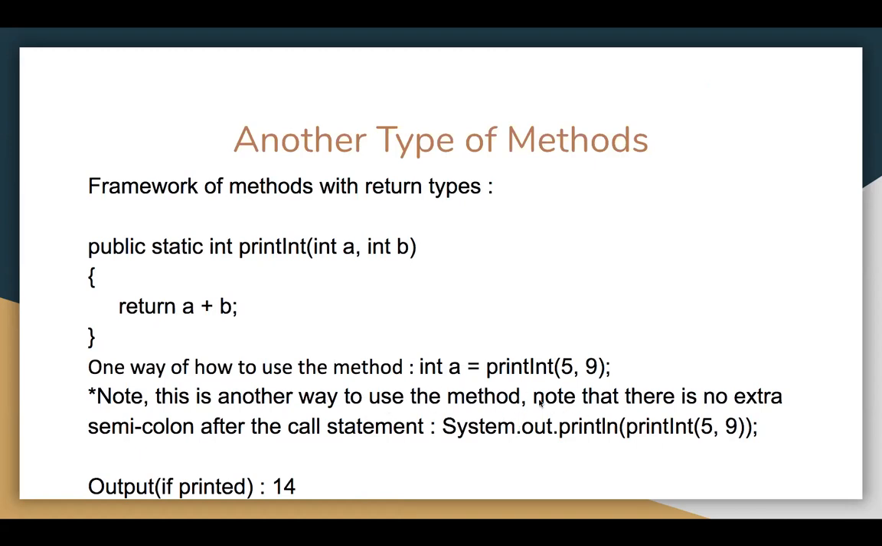This following is another way to use the method. Note that there is no extra semicolon after the call statement. If you wanted to print out the result of this, you can do System.out.println with the method call and parameters. Just notice that there's no extra semicolon, where before you had to have a semicolon. The output printed with this would be 14.